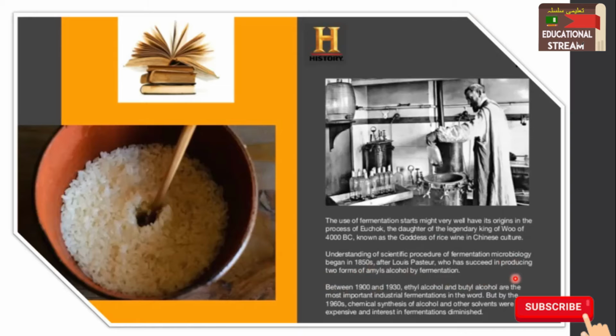Between 1900 and 1930, ethyl alcohol and butyl alcohol were the most important industrial fermentations in the world. These were the top industries at that time, and fermentation was behind their production. But as the industrial revolution brought change, and chemical synthesis got its boom, the chemical synthesis of alcohol and other solvents was obviously less expensive. So the interest in fermentation diminished after the industrial revolution in Europe.